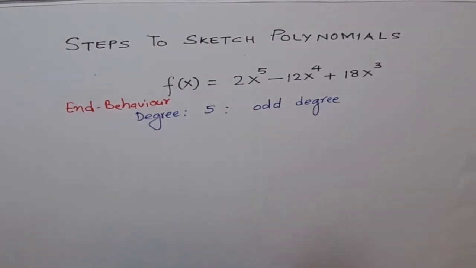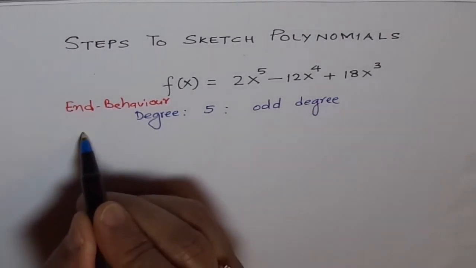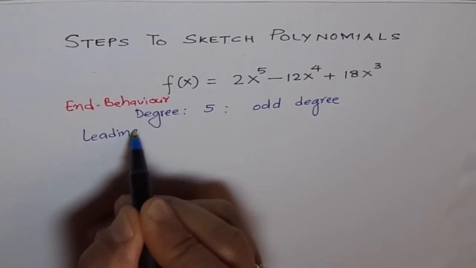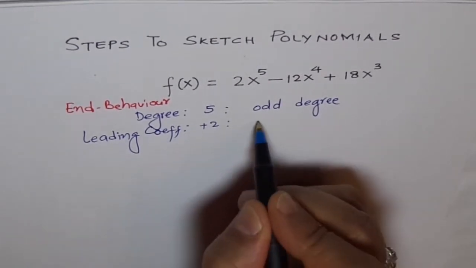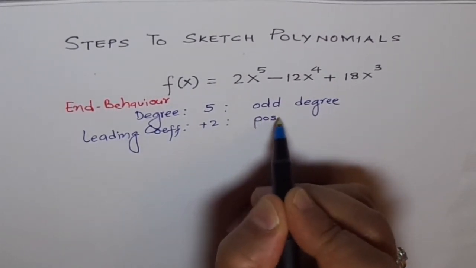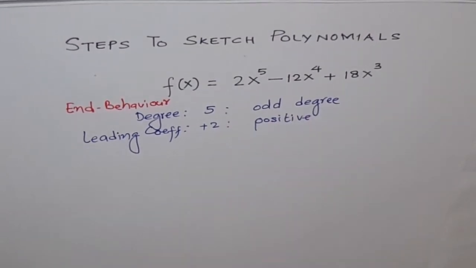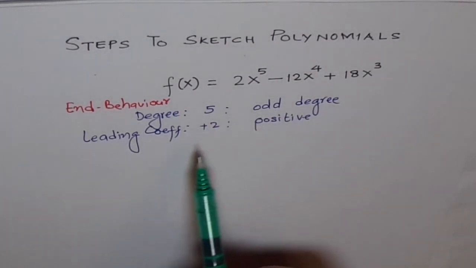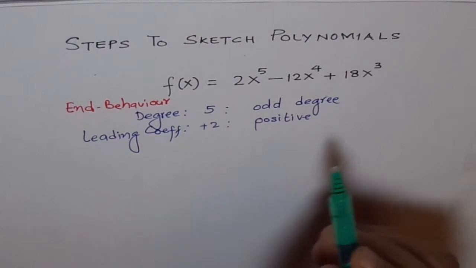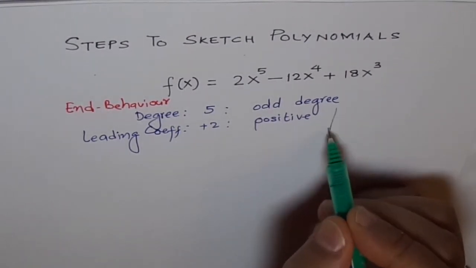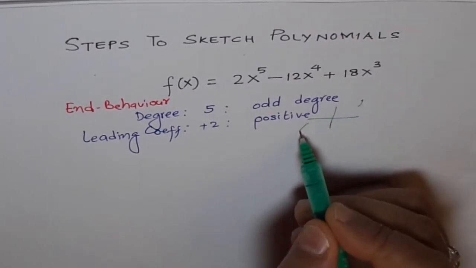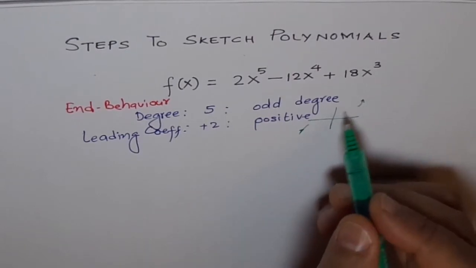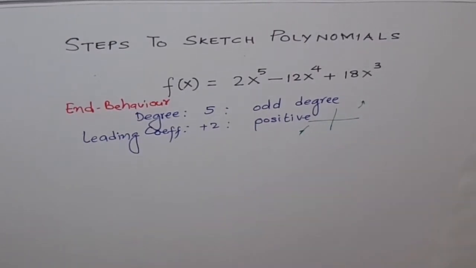Odd degree polynomial. Second, leading coefficient. What is the leading coefficient? Leading coefficient is plus 2, or we can say just positive. Now, the degree is 5, which is odd, and odd means both sides will go in opposite directions, correct? And the leading coefficient is positive, that means the right side is up. So the graph of this polynomial will look like this, going from quadrant 3 to quadrant 2.